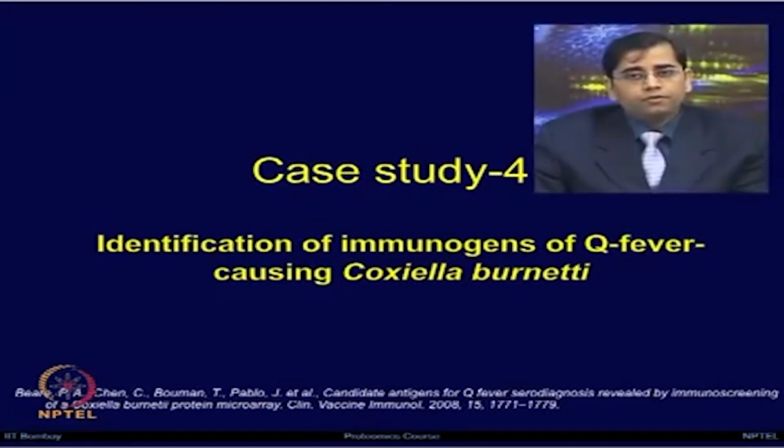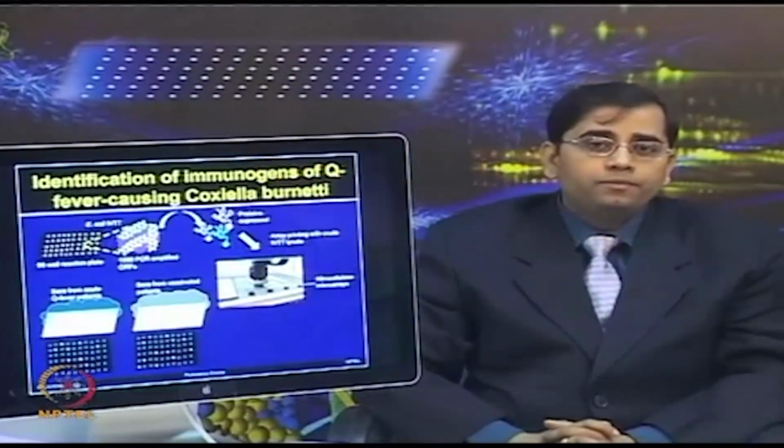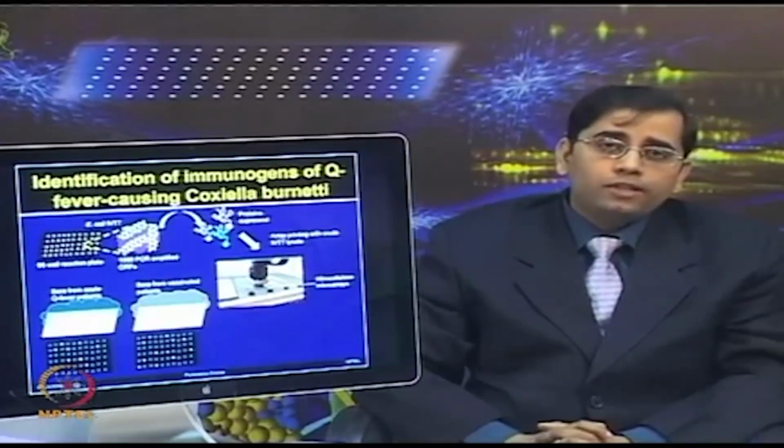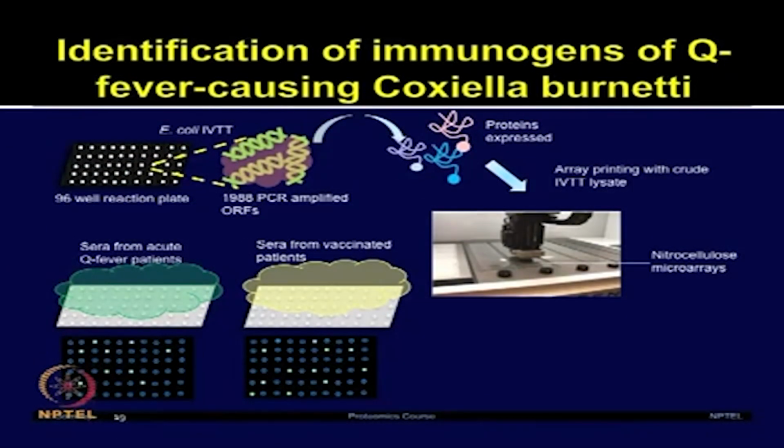Let us now talk about case study 4, identification of immunogens of Q fever caused by Coxiella burnetii, a study performed by Baer et al. So, Q fever is a widespread zoonotic disease caused by the Coxiella species. The immunogens of Q fever were identified by using a protein microarray based approach. In this study, authors used Coxiella burnetii protein microarrays to identify immunodominant antigens.